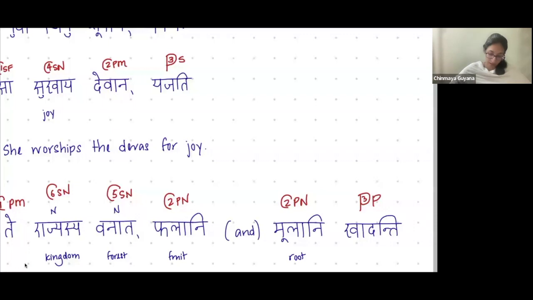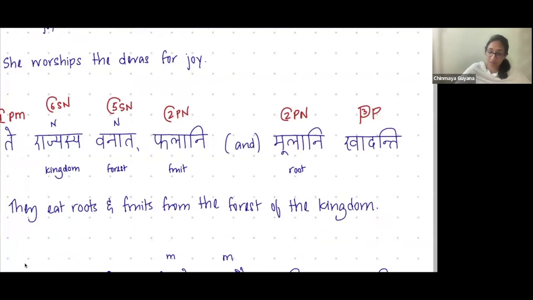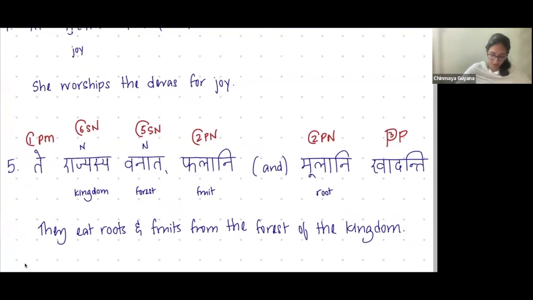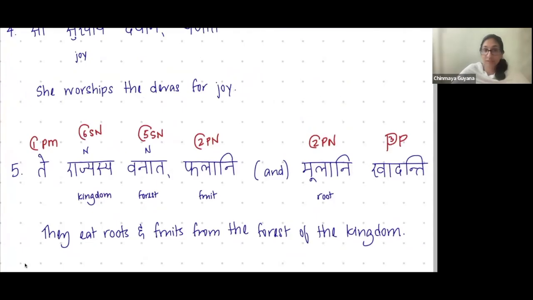So now what will this mean? We'll try and read it backwards. Te khadanti, they eat. What do they eat? Phalani and mulani. They eat fruits and roots. You can put that in whichever order. Now, is there anything that qualifies the fruits and the roots? Well, they eat fruits and roots from the forest. Is there anything that qualifies the forest? Of the kingdom. So the translation will be, they eat roots and fruits from the forest of the kingdom. Okay. Now, there's only one more. If you didn't do the last one, you can try and see if you can get the order correct before tomorrow. You can fix that in it.